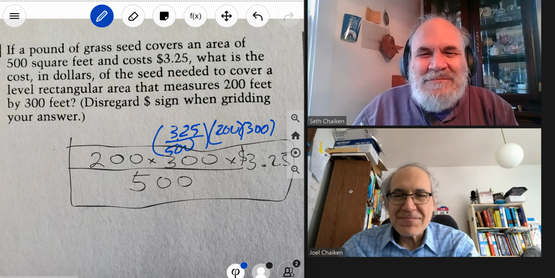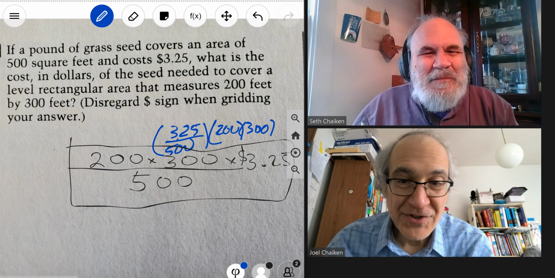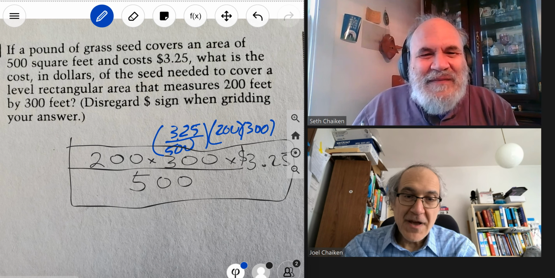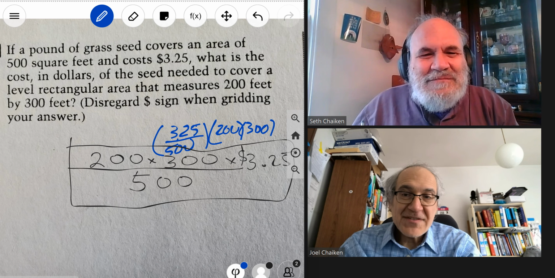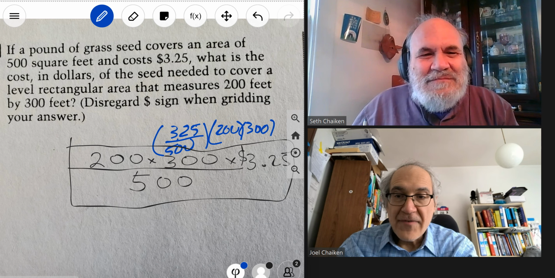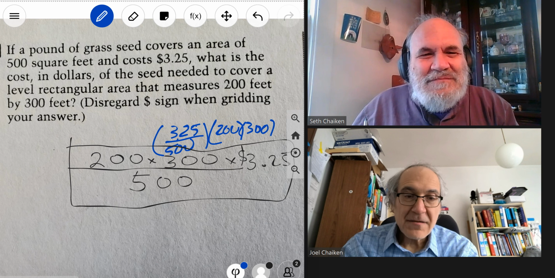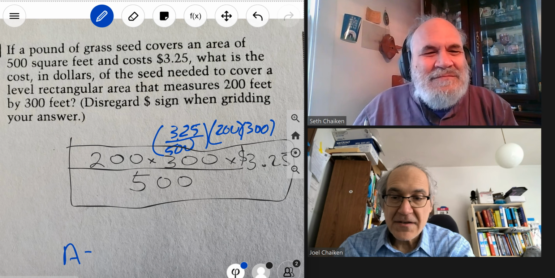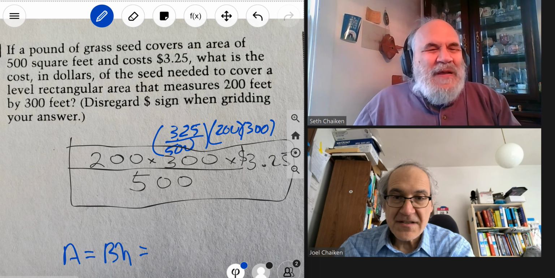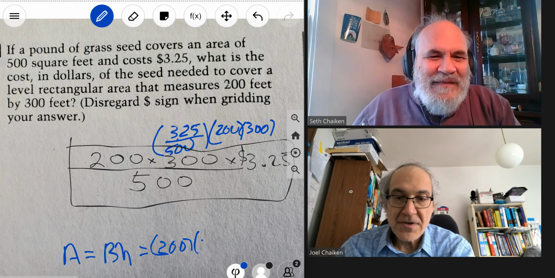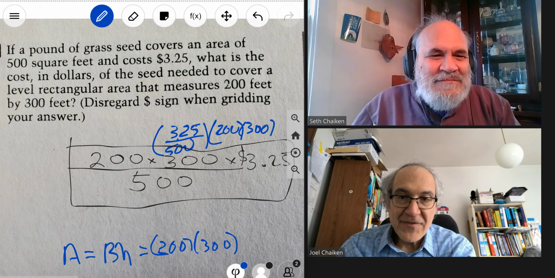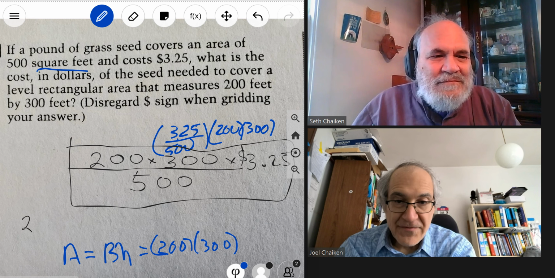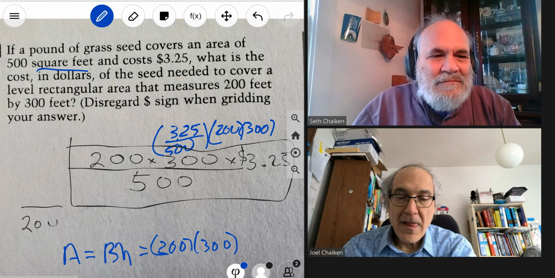Right. Seth hates when I say most people would do it this way, but probably many people will do it this way. You have to know that the area of a rectangle is base times height, but probably you know that. In this case, it's 200 times 300, and you have to multiply that area, which is in square feet, by this ratio of 325 per 500.